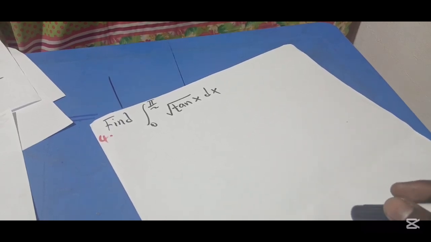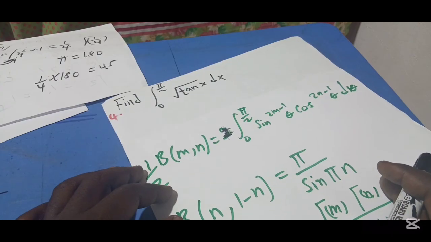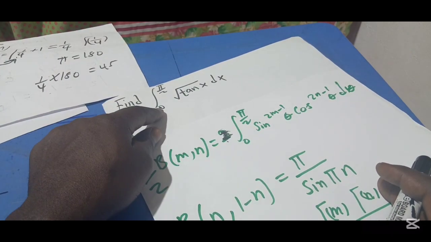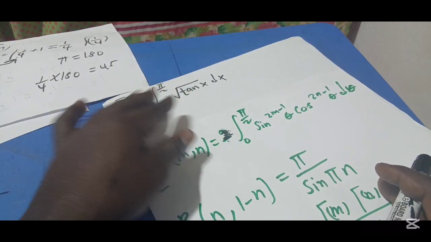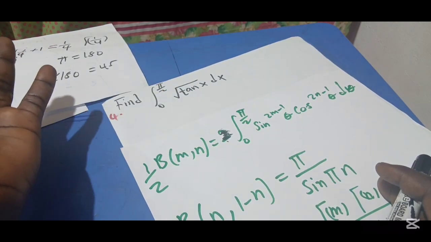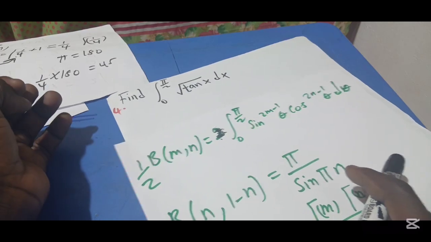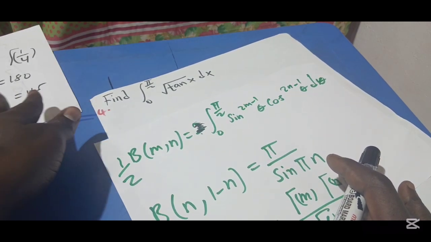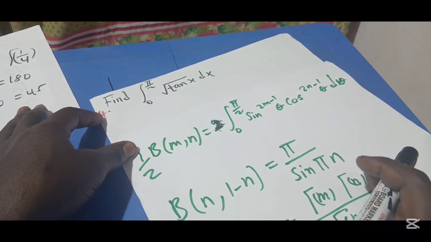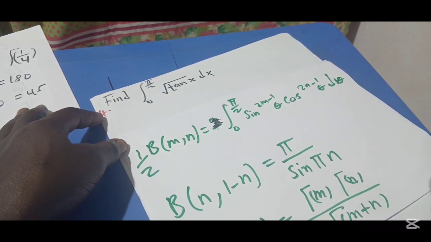Our question number 4. Now here we have a trig problem, and the integral is from 0 to pi on 2 of a trig function. We know that definitely it's a beta problem, and we are going to use the relation between sine and cosine as far as beta functions are concerned.